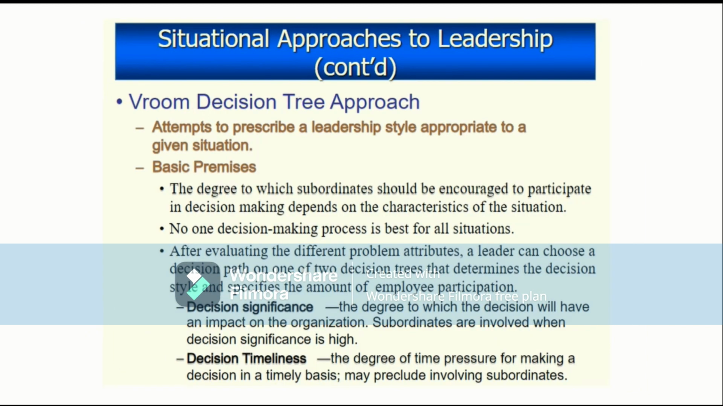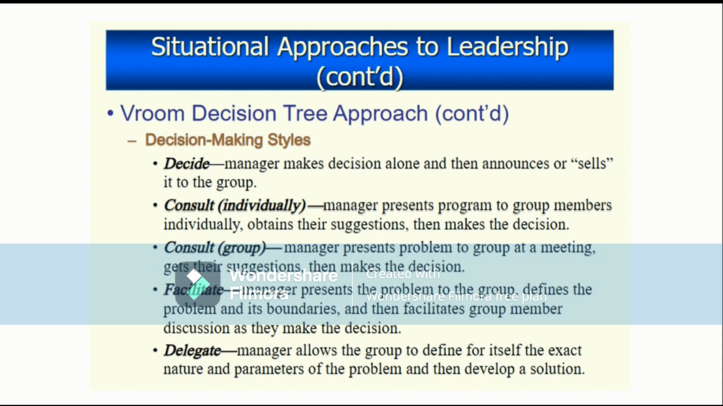Students, next is the decision tree approach. Basically, this predicts what kind of situation calls for different degrees of group participation. Okay, students, the decision-making styles in this approach are, number one, the manager makes a decision alone and then announces or sells it to the group.